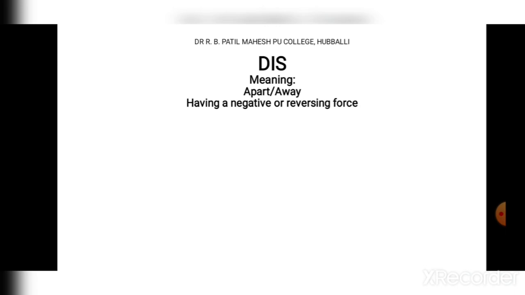Moving further, the next term is dis. Its meaning is apart, away, or also it can be having a negative or opposite or reversing force. The examples are disagree, disappear, discomfort, dishonest, dishonor, and finally dislike. I hope you are following the pattern of prefixes.